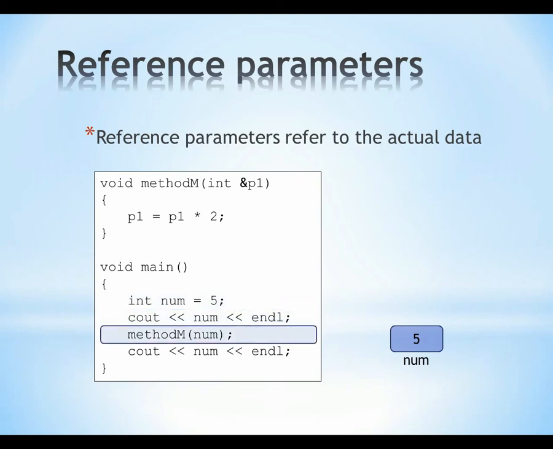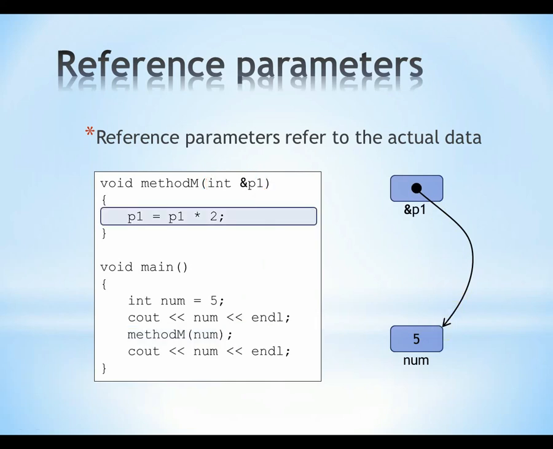Now, when method m is called and num is passed as the parameter, this is a reference parameter, so therefore p1 is a reference to the original data. Now when the statement in method m executes, we're doubling the value not of a copy, but of the original num, which changes num to 10.